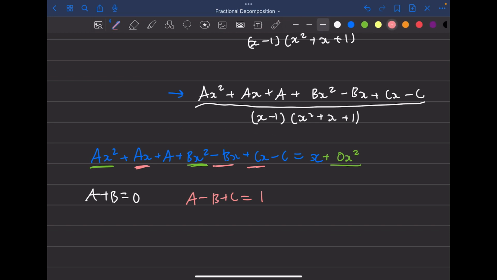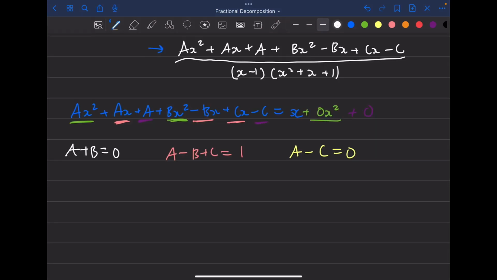So after that, we're done with that. And then one last equation: we have two constants, a and negative c. And that once again should give us 0, because we don't have any constant term here. So that would give us, I'm going to write this in yellow actually, a minus c equals 0. So after getting all three equations, let's call this equation 1, equation 2, and equation 3.